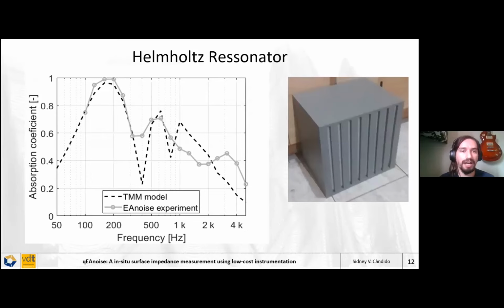And as you can see, I could validate what I projected for my clients, at least for the first two peaks that I was aiming for. I was aiming for treatment at 100 to 200 hertz. The higher frequency discrepancy is because the EA-noise method works only up to 2 kHz, and the model is a plane wave assumption and has some limitations when you compare to experimental data.